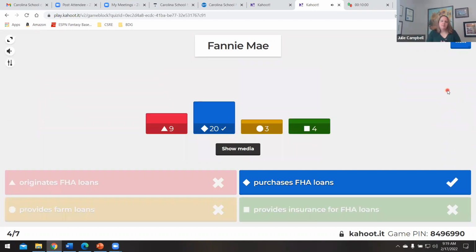Fannie Mae buys FHA loans. Fannie Mae is a player on the secondary mortgage market. Remember, the secondary mortgage market purchases loans from the primary mortgage market. The primary mortgage market is who originates loans. That's who you and I talk to. When you want money, you're talking to a player on the primary market. Once the loan originates, they may sell it to Fannie, Freddie, or Jenny. Questions on this one?